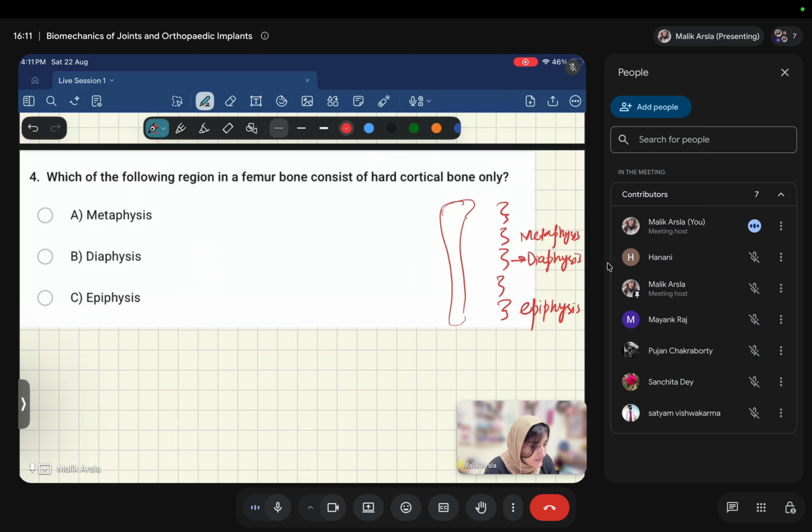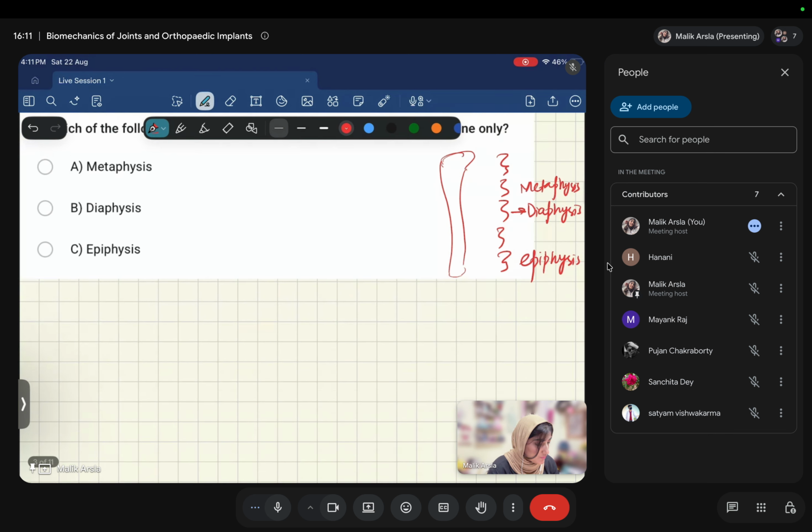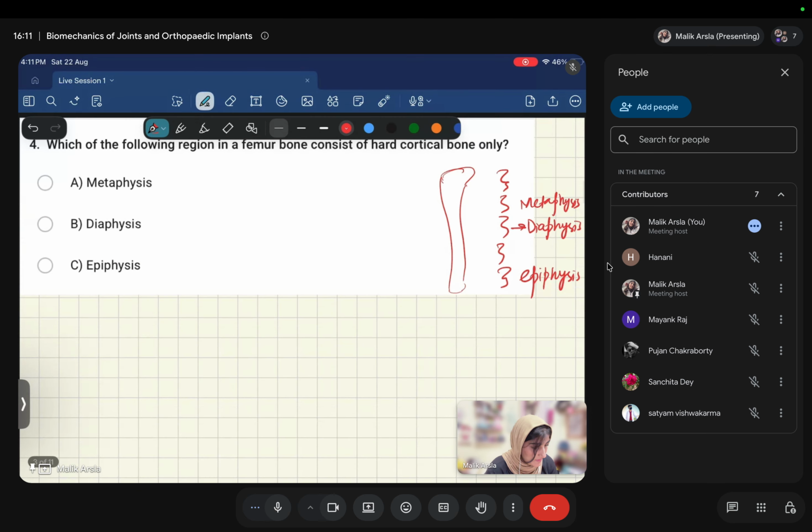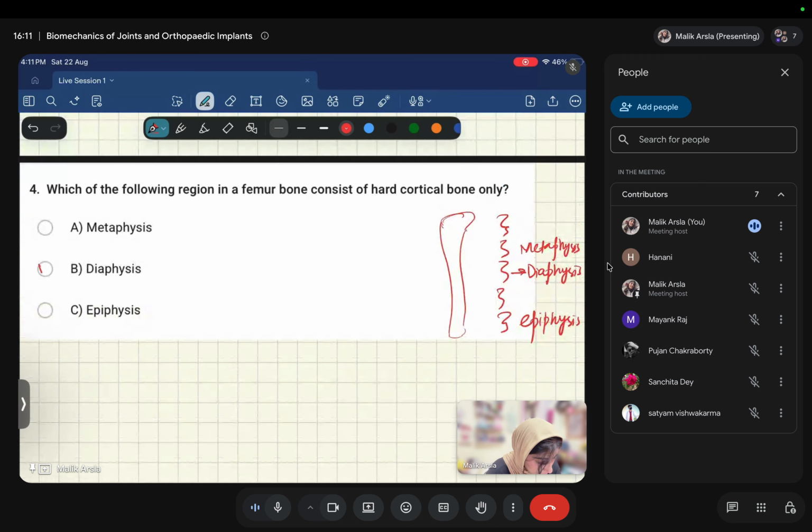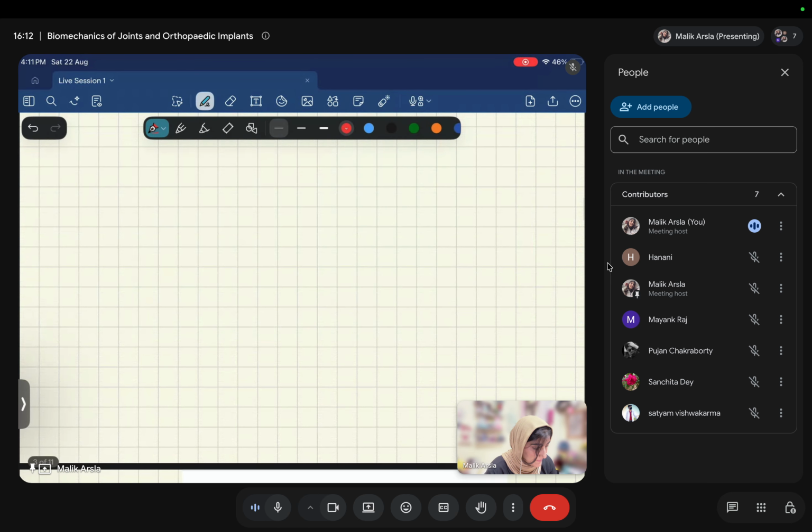And this diaphysis is in the middle, and if you are a mechanical background student, you know that during the load transfer in a shaft also, the load is coming more at the central part. So this diaphysis is the strongest part, and it mainly consists of hard cortical bone only. So here also the correct option is diaphysis.